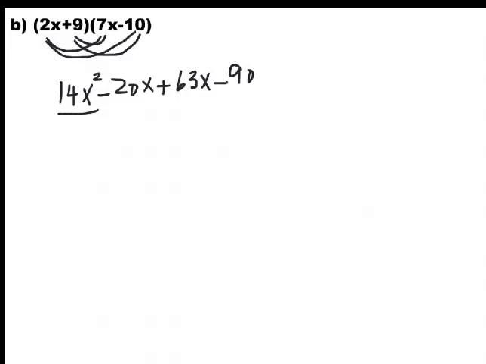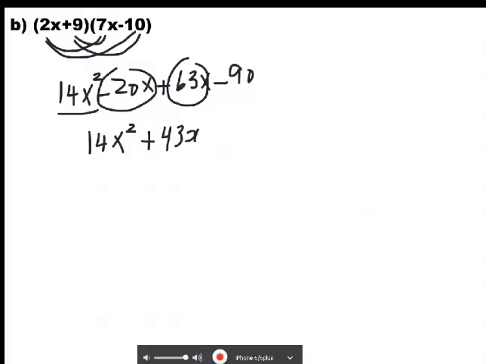There is no like term to 14x squared. But negative 20x and 63x gives me plus 43x. And then I have a negative 90. So this is the final answer.